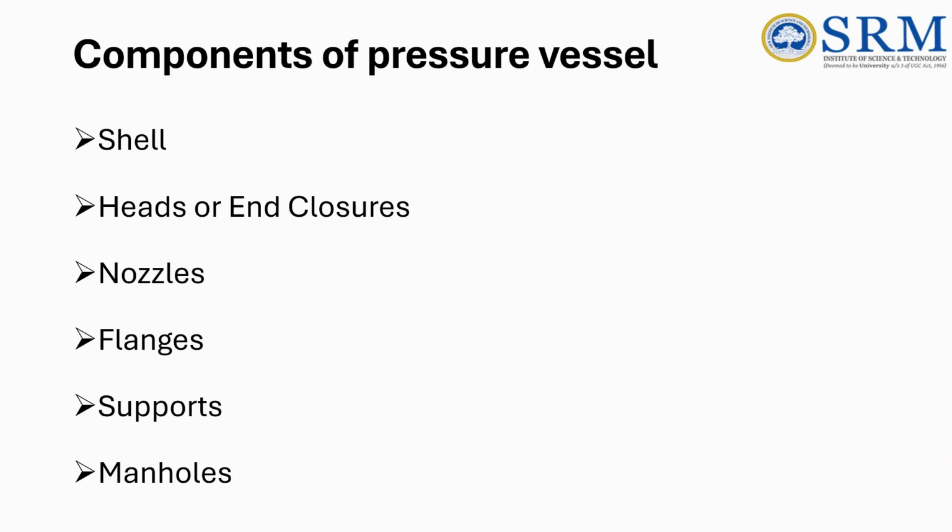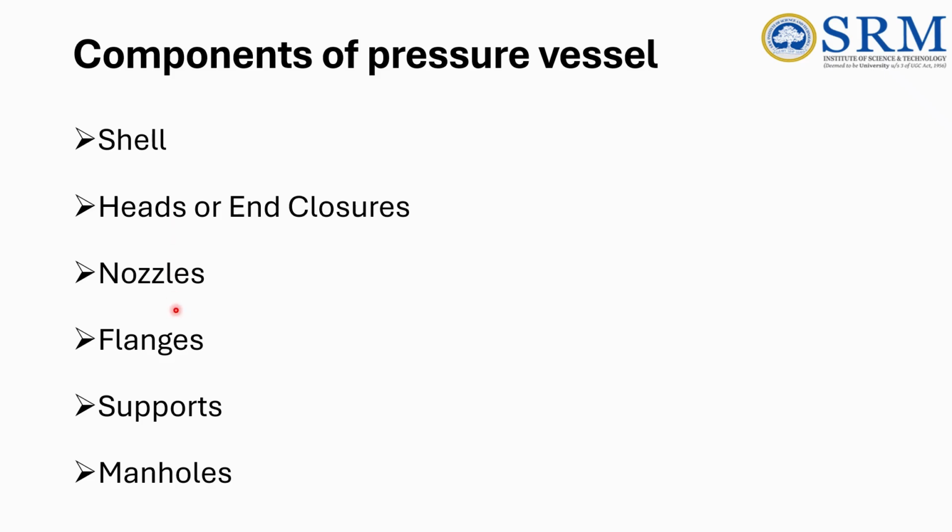The components of the pressure vessel include shell, heads, nozzles, flanges, supports, and manholes. So the shell is the main part of the pressure vessel. It can be cylindrical or spherical. And all the attachments go to the shell to make it a complete process vessel. Heads: there are different types of heads, which we discuss in the next slide.